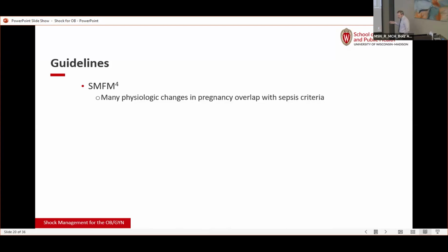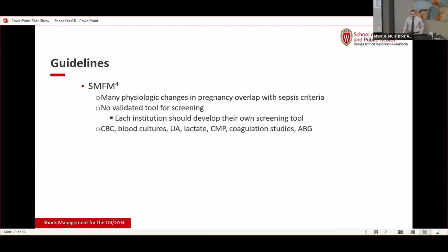Our other guidelines: SMFM came out with a statement called maternal sepsis. Again, this maybe doesn't apply to our gynecologic patients as much as the Surviving Sepsis guidelines do, but I thought it was still reasonable to talk about. They mentioned that many physiologic changes in pregnancy are going to overlap with sepsis criteria. We have patients who are tachycardic and have a high white count, so they're already going to meet some of those. So you've got to be cognizant of that.